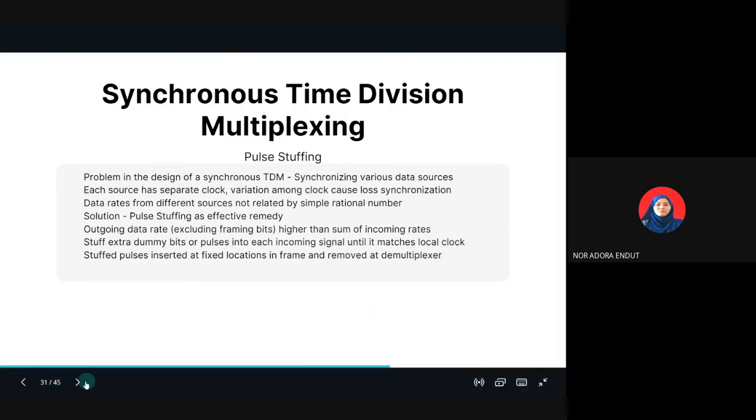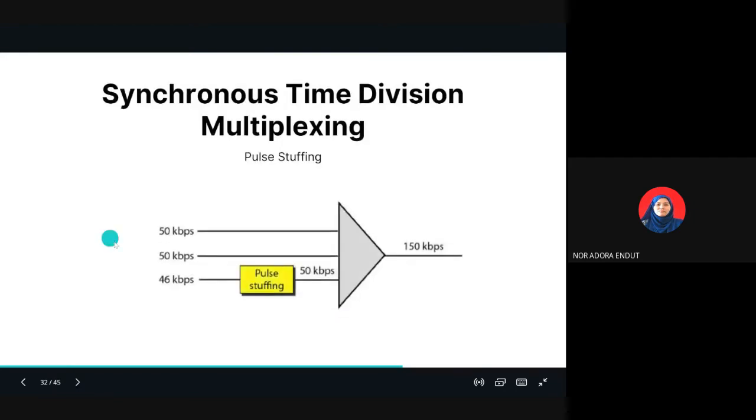The local clock here may not be very clear in the slide, so I found a clearer picture. This is from Forouzan's book. So this is an example. The data rate for these two sources is 50 kilobits per second. No problem, they are the same. However, this user sends only 46 kilobits per second. So it's not the same when we want to allocate time slots. What we do is add extra dummy bits that should make it 50 kilobits per second. See, only then can we arrange for demultiplexing. Okay?